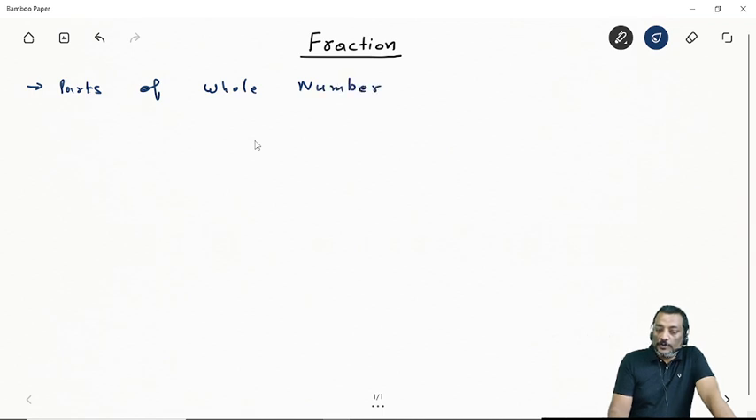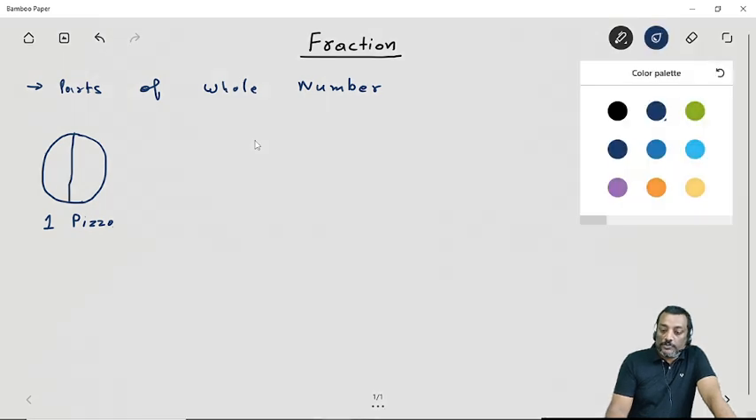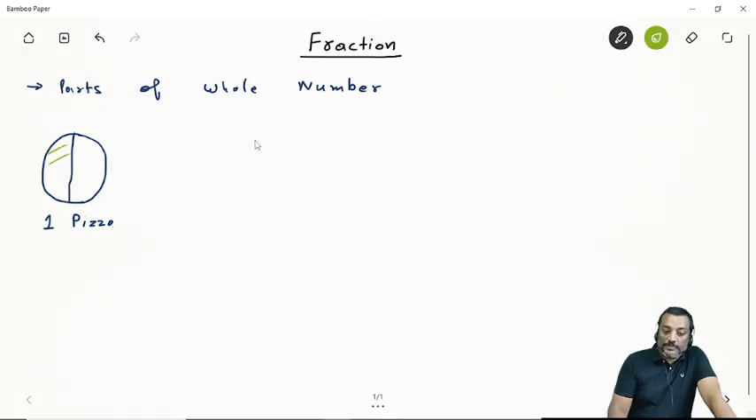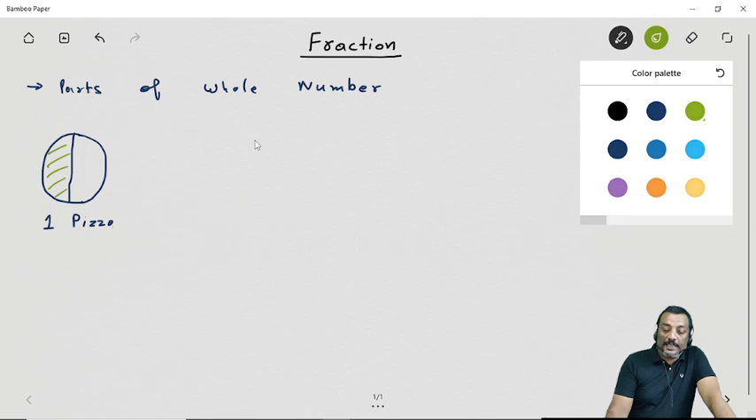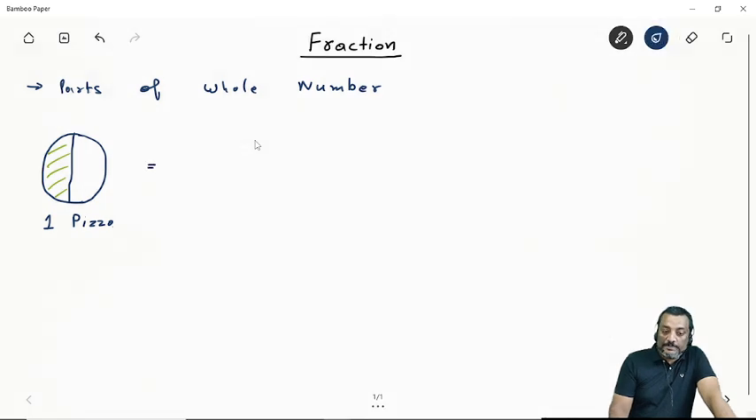Okay, so let's see with an example. Suppose you have one pizza. Okay, everyone likes pizza, so this one is your whole number, and this pizza we have divided into two parts. Okay, and suppose I have eaten one slice of the pizza, one part of the pizza. So how can we write this as a fraction? So simple, we can write 1 over 2 or 1 by 2.